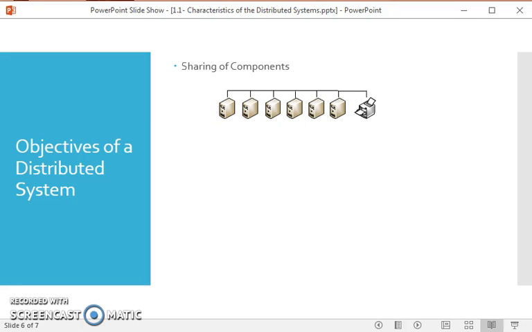Then if we need additional shared components, we can always extend our network and add a database server, for example, or a storage server. So all of these additional components can be shared between the servers or computers belonging to a distributed system. Since all of them are connected through a network, all of them can share those same resources.